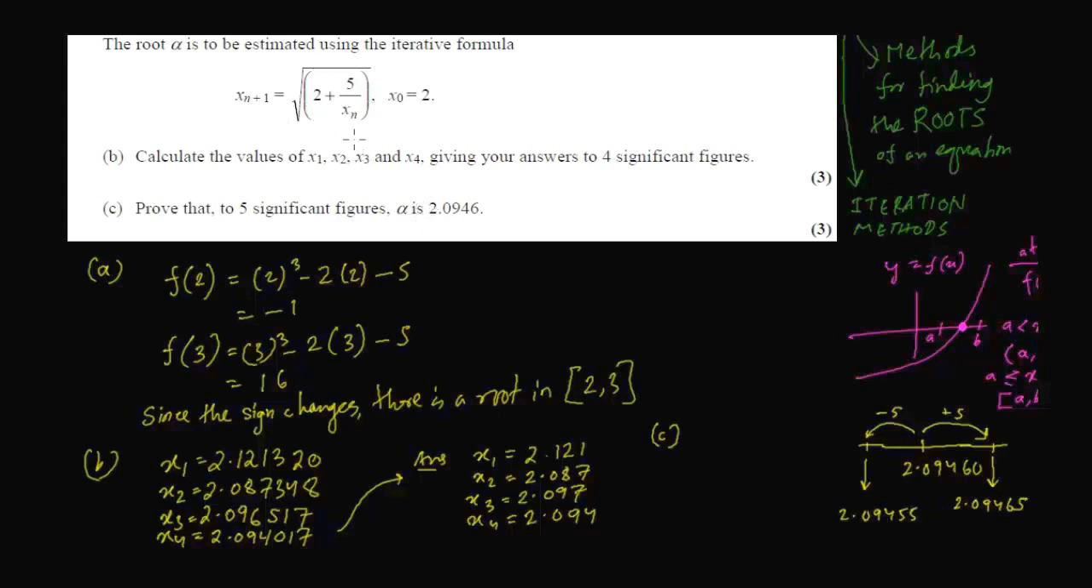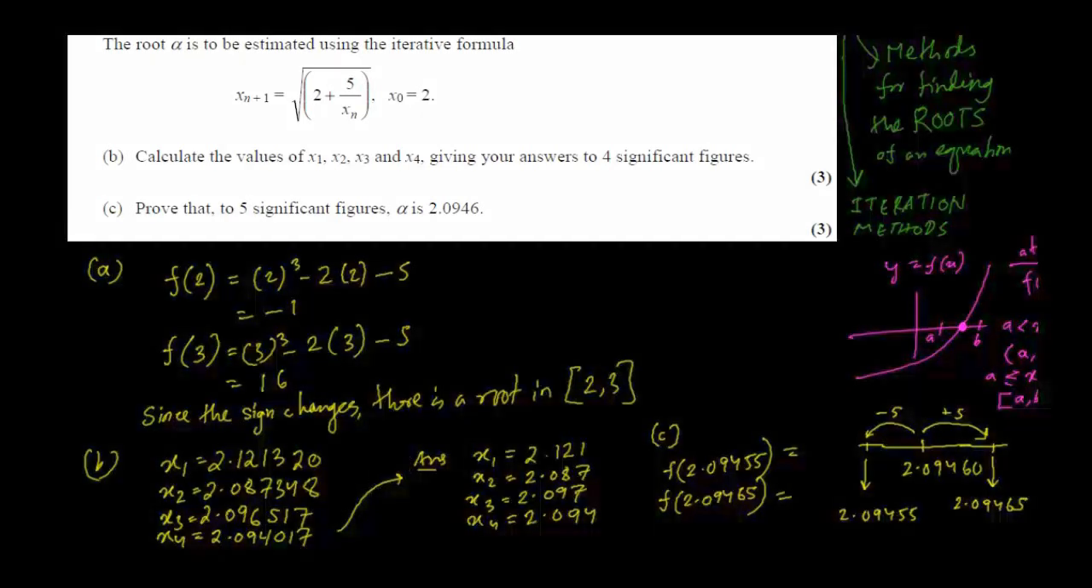Remember, this is not a root finding question anymore. It is not a numerical method. We have already found the root step by step. We have to now show that this is actually the root. So we have to do the interval sign test again, where the interval is extremely tight. So it is going to be f(2.09455) and f(2.09465). We have to find the two values from the original equation, and if the sign changes, we can write: since the sign changes, the root lies in the interval. So let's do the calculation.